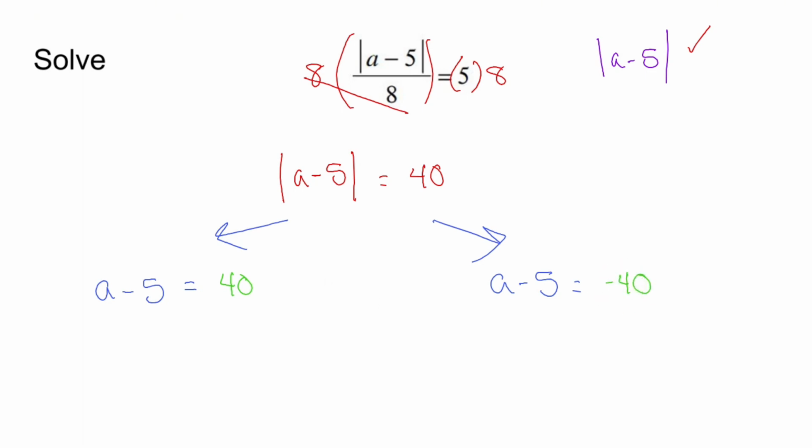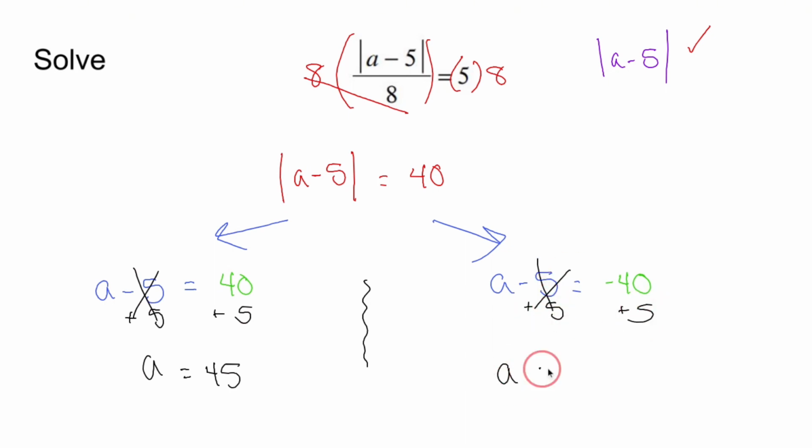Now I have two separate equations that I solve individually. I go over here and I say a is not isolated, I have minus 5, so let's do the inverse and add 5 to both sides. So a is going to equal 45. You go over here and you say the same thing. a is not all by itself. We have minus 5, so let's add 5 to both sides. And in this case, a is going to equal negative 35.